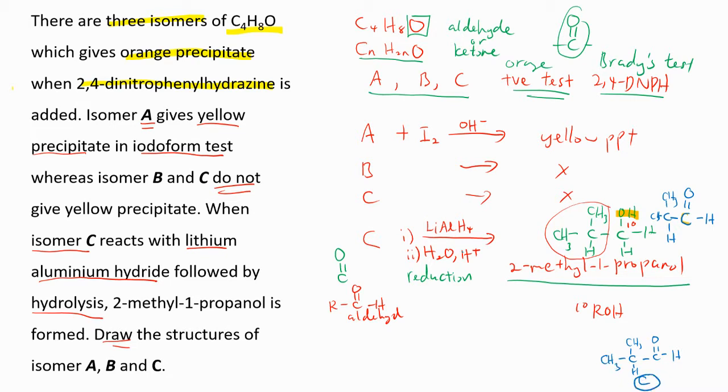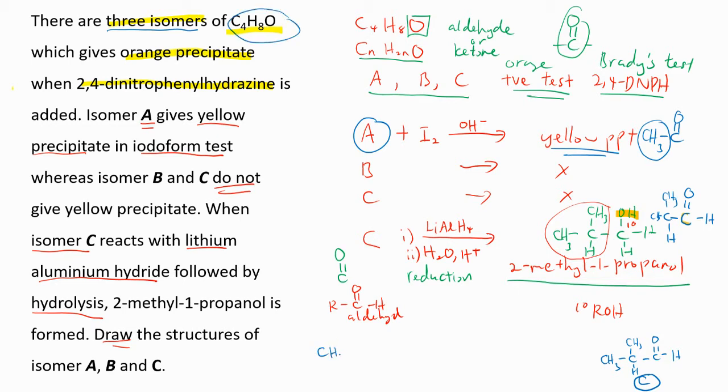Now we know that there are three isomers, and we have solved C. Now let's look at what is B or what is A. A said that it will give yellow precipitate. Yellow precipitate means there must be a methyl carbonyl group here. So if we want a methyl carbonyl group, let's see what are the possible structures we can have for C4H8O.